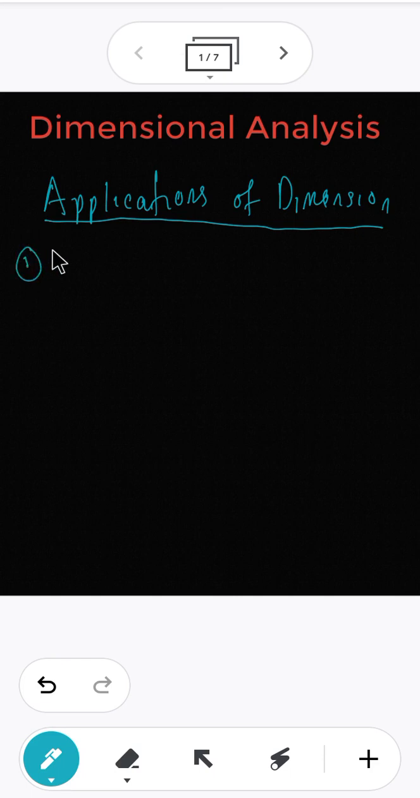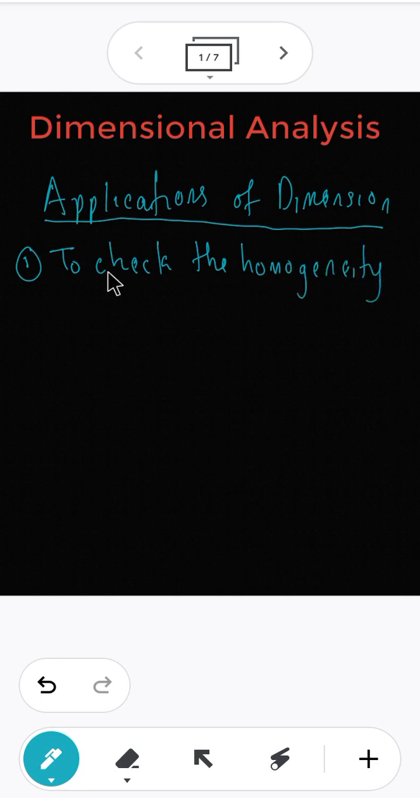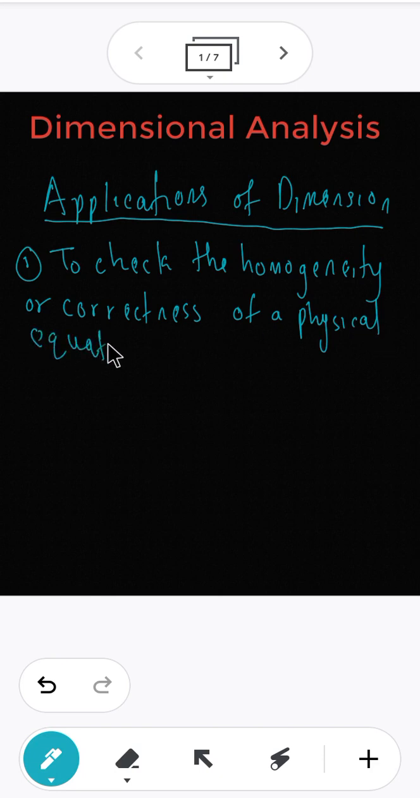So first, dimension is used to check the homogeneity or correctness of a physical equation. Now this is the first application.